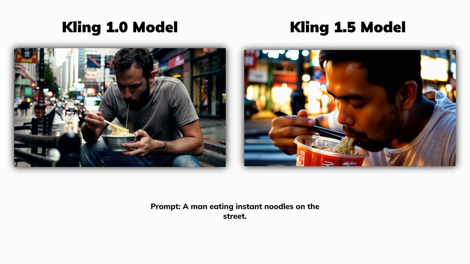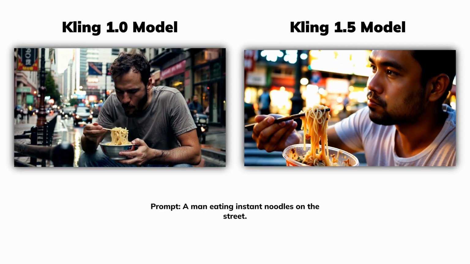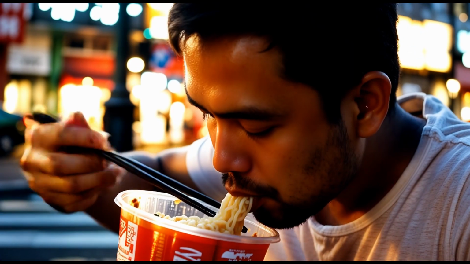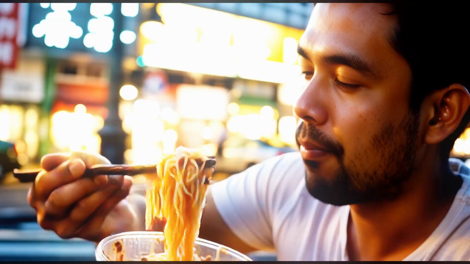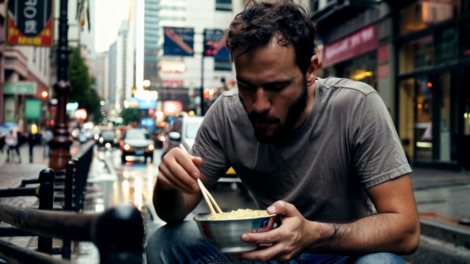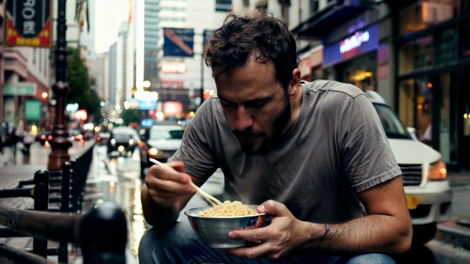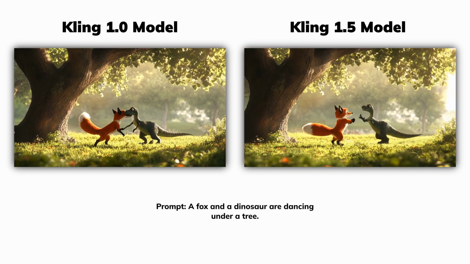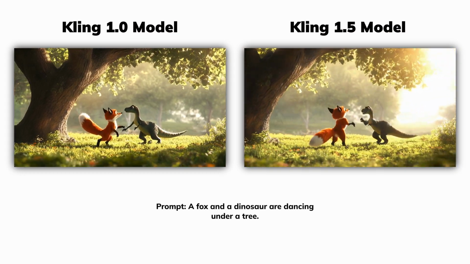As for the third example, we have a classic noodle video. And again, the video generated with the 1.5 model has a lot of detail. Other than that, both look pretty good. Here's a look at how the new 1.5 model works with animated videos.